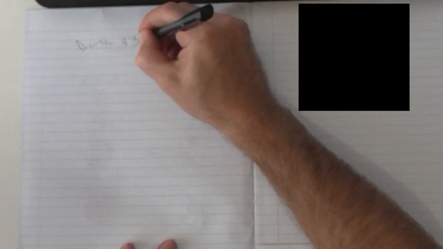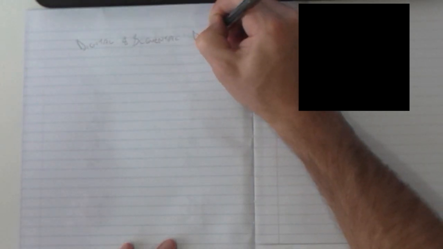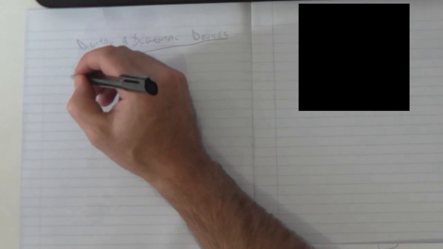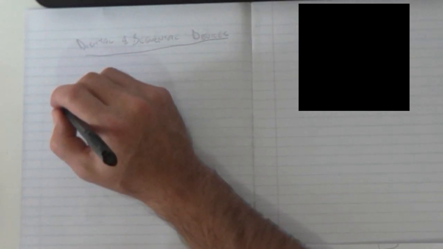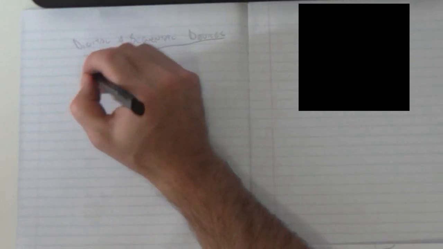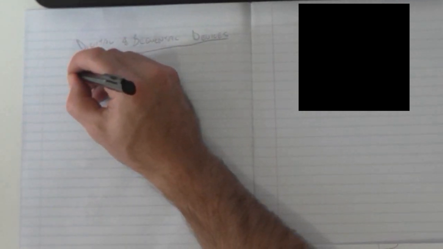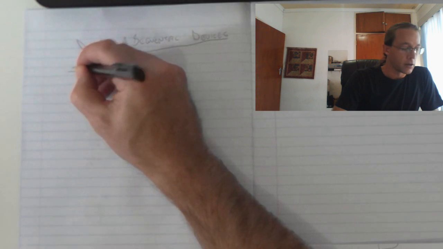Digital and sequential devices. Starting off, we're looking at the digital and sequential device, namely the LED and the LCD display. Now both of these units work on the same principle, whereby they are either sunk or sourced.